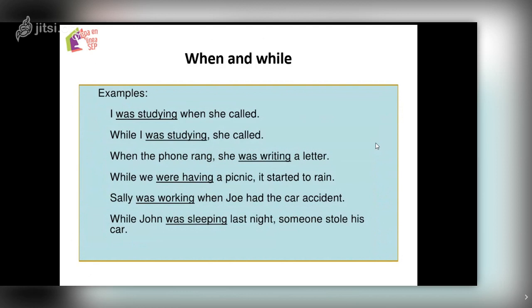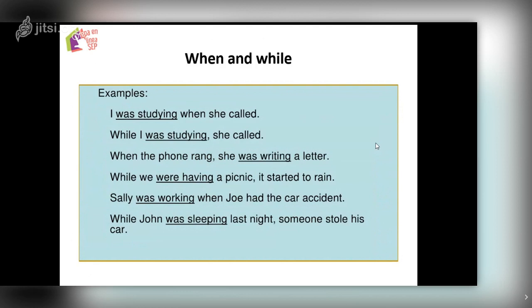Okay, if you have a question about where the correct order of the when and the while words is going to be, it doesn't matter. It depends on the context of the sentence, okay? When the phone rang, she was writing a letter. While we were having a picnic, it started to rain. Sally was working when Joe had the car accident. While John was sleeping last night, someone stole his car. And that's it. Okay? I hope that you can understand.